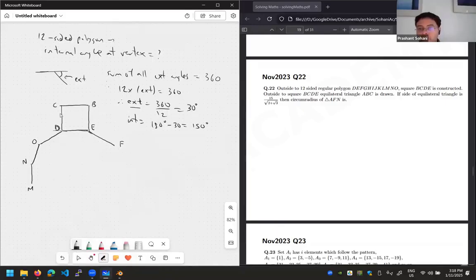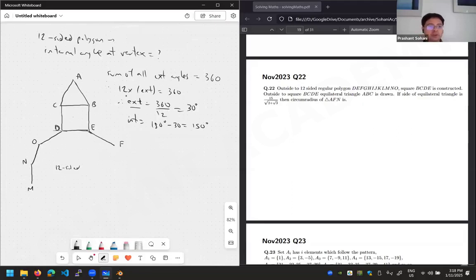Okay, and then further on side BC, another equilateral triangle is drawn. Okay, so this is the whole diagram. So you see, it looks already very complete. Right? The first is a 12-sided polygon. On one side you're drawing a square, and on that you're drawing an equilateral triangle.